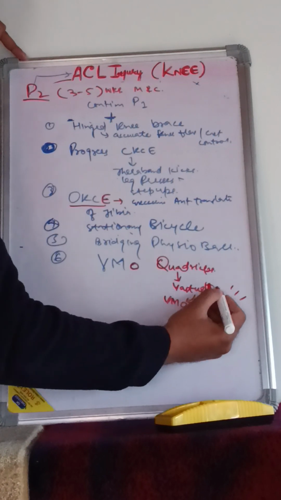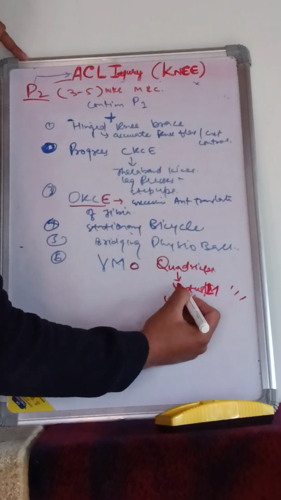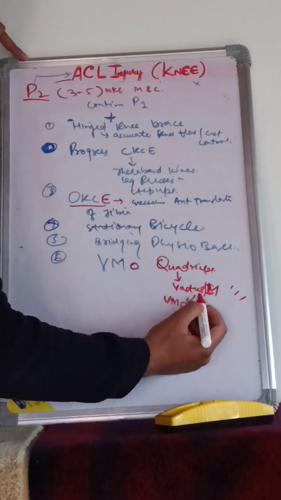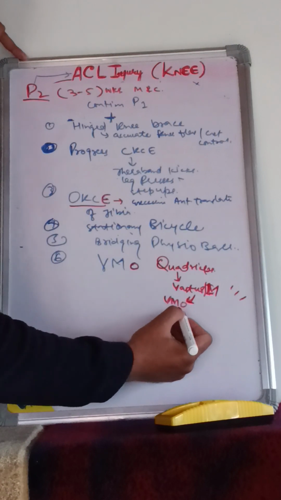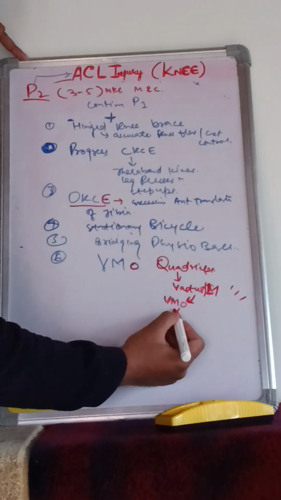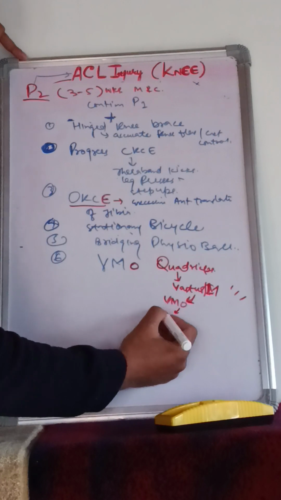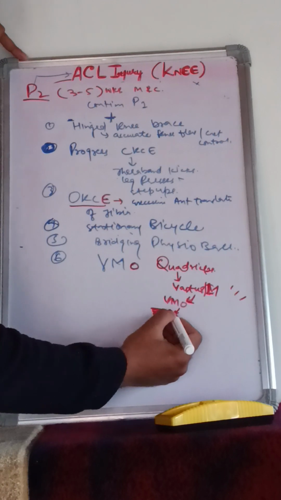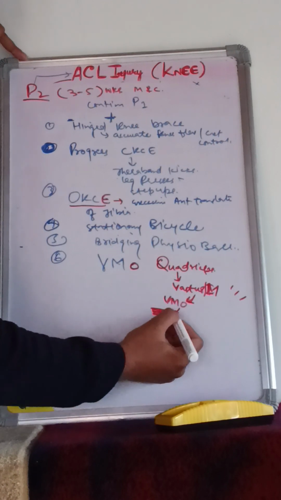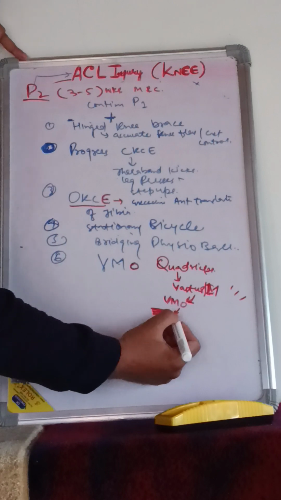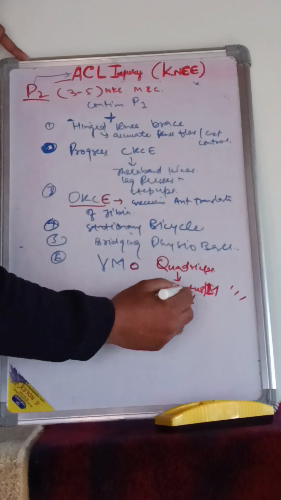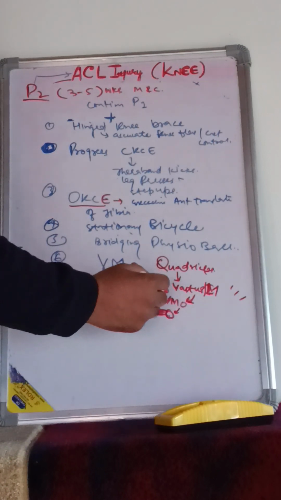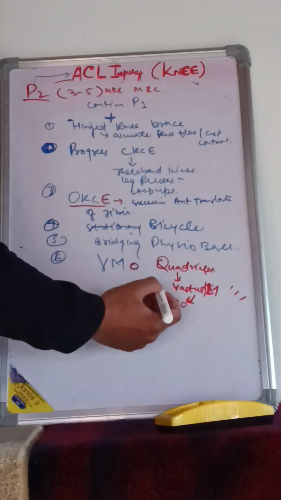Vastus medialis, sorry, the muscle is vastus medialis, and its distal medial portion is known as vastus medialis obliquus. Why obliquus? Because its fibers are arranged nearly transversely, and they pull the patella medially, and it becomes the prime medial stabilizer of the patella.